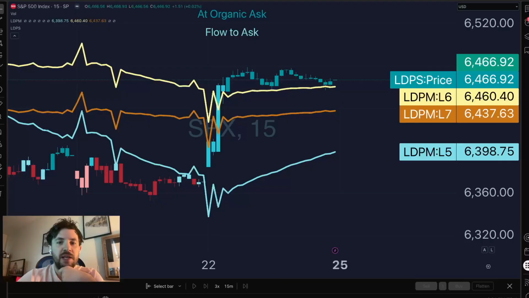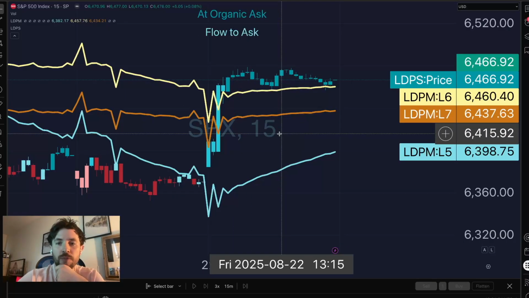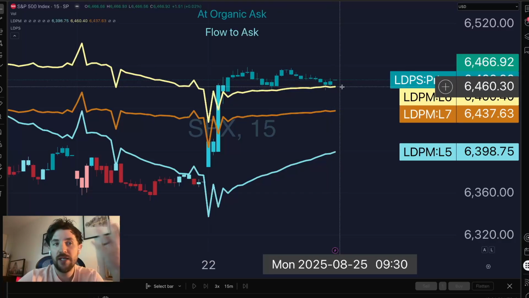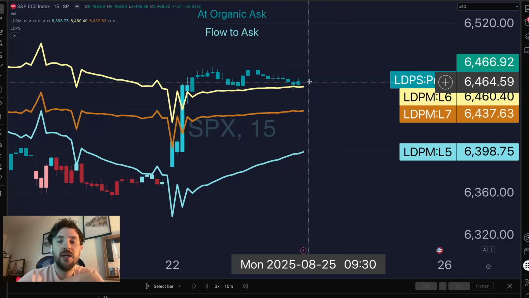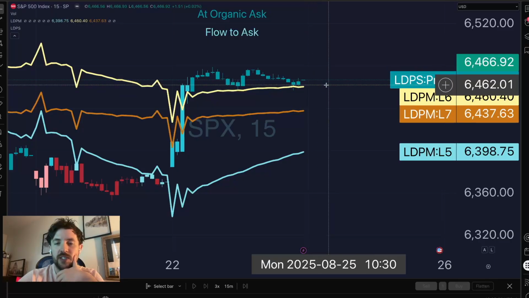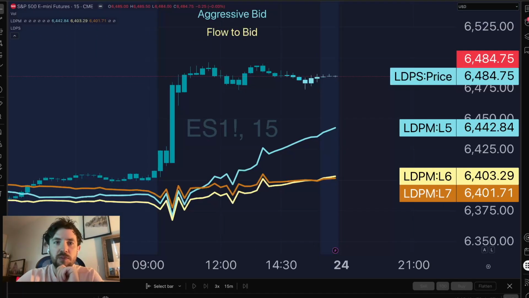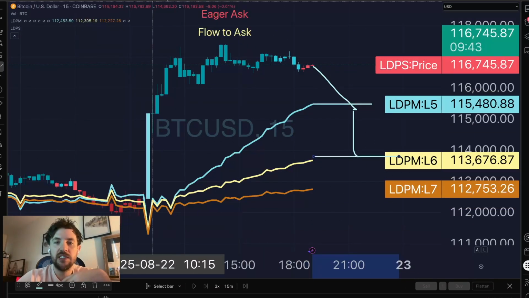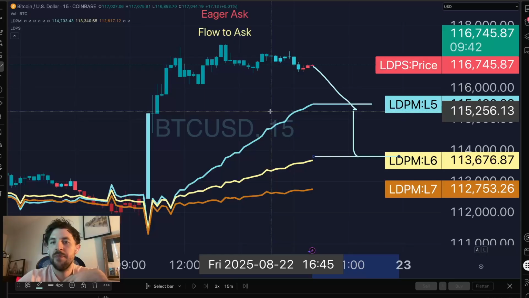SPX is not quite as uniform as the futures and VIX, and so the name of the game here, SPX is still bullish until proven otherwise, but I'm definitely interested on market open to see how well this LDPM L6 support holds, as well as if any of the new candles that start printing on market open are bearish, in which case we can be reasonably assured that this is what is likely going to play out.